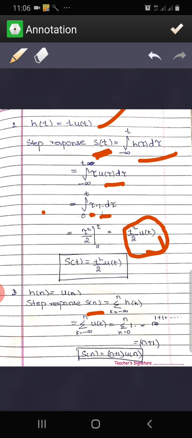Therefore s of n is equal to sigma k equal to minus infinity to n h of k. Therefore sigma minus infinity to n u of k, because h of n is given as u of n. But u of k is 1 for k greater than or equal to 0, and for k less than 0 it is 0. Therefore it is only from 0 to n. Now if you see from 0 to n, how many ones are there? n plus 1. Suppose you have n equal to 3. For k equal to 0, it is 1. For k equal to 1 also it is 1. For k equal to 2 it is 1. For k equal to 3 it is 1. 1 plus 1 plus 1 plus 1 is 4. For n equal to 3 it is 4. For n equal to 4 it is 5. For n equal to n it is n plus 1.